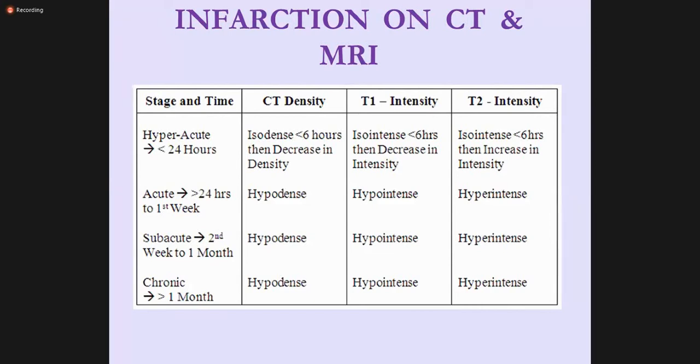There are two most common sequences, T1 and T2, basic concepts, if you are aware. On T1, fat is bright; on T2, CSF is bright. So on T1 and T2, it is iso-intense, meaning it is equivalent to the intensity of the brain parenchyma. It is difficult to figure out. But with time, it becomes hypo-intense on T1 and hyper-intense on T2. Then there comes the role of other sequences.